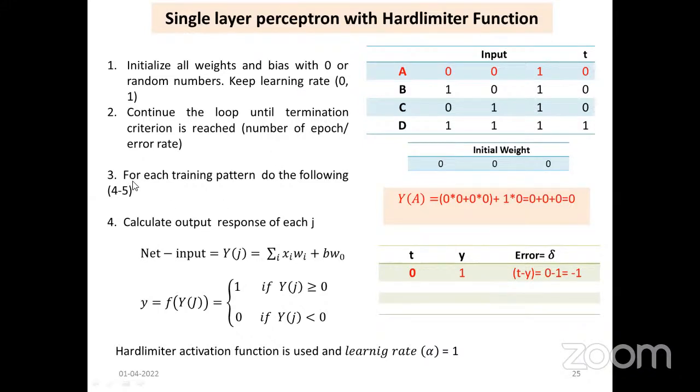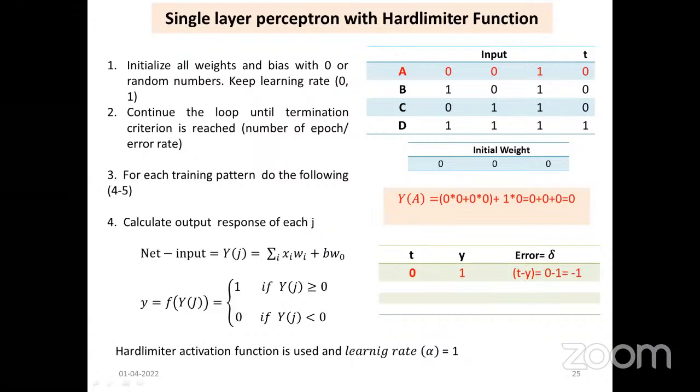And then we come to step number 3. For each training pattern, do the following. What does each training pattern mean? In this database, how many training patterns do we have? We have only 4 patterns: 1, 2, 3, and 4. So for all the patterns, we need to execute step number 4 and step number 5. Step number 4 says calculate the output response of each J. J means each of the patterns. The patterns are represented by J now.